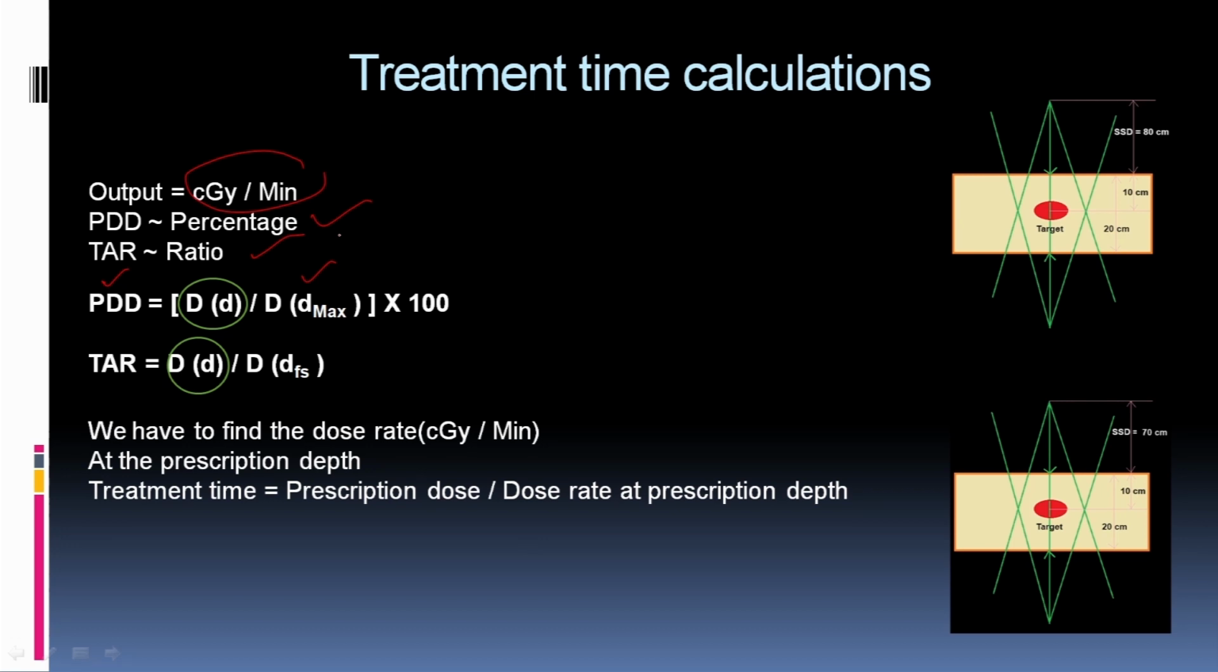Now we just need to find this DD, the dose rate in centigray per minute at the prescription depth, and the treatment time for the prescription dose. If we give 200 centigray by two fields, anterior posterior and posterior anterior, we deliver 100 centigray from this direction and 100 centigray from this direction.